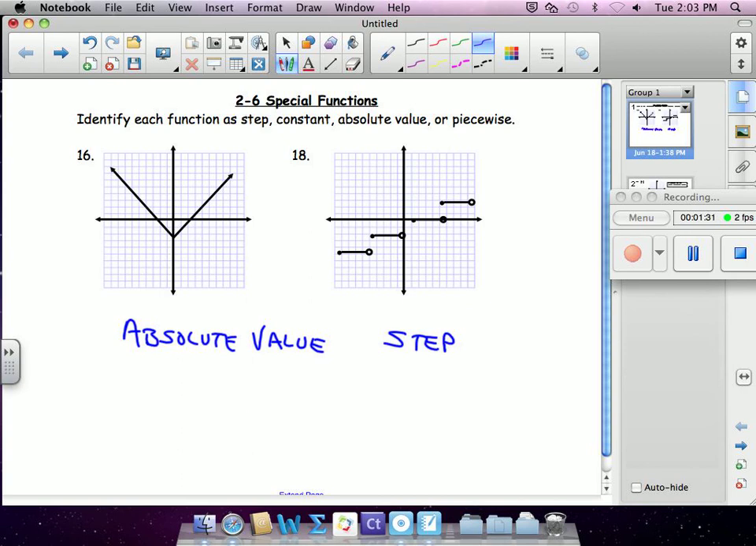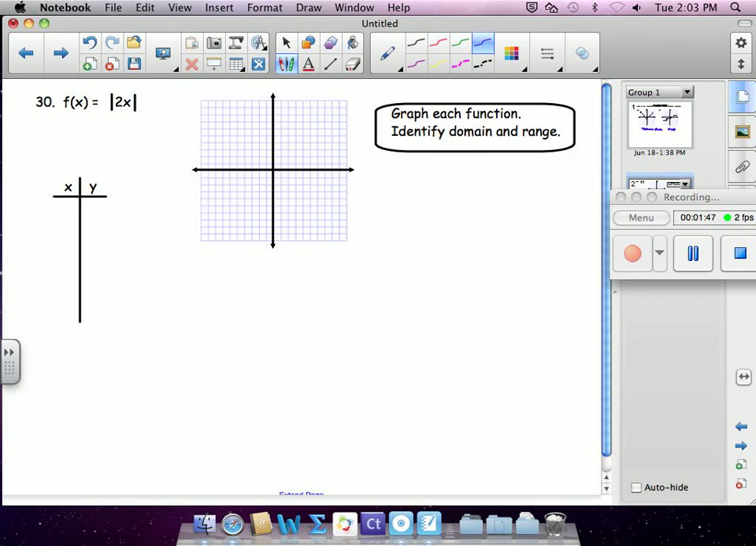Step functions are also known as greatest integer functions because you're not graphing y values that are fractions or decimals. Many of these graphs you'll create on your graphing calculators, which you probably worked on in class. If you don't have a graphing calculator, you still can talk about what kind of function you have and its domain and range, which is what number 30 is getting at.